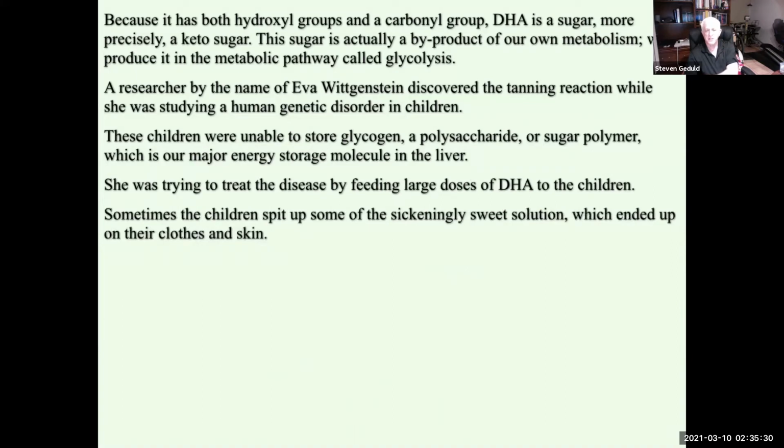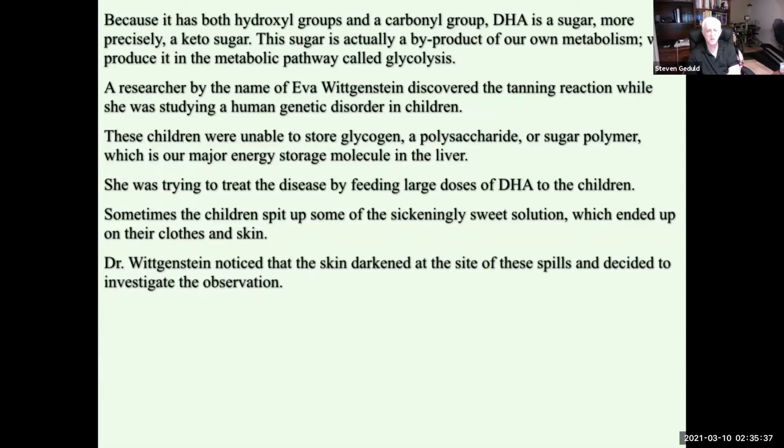Sometimes the children spit up some of the sickeningly sweet solution, which ended up on their clothes and on their skin. And she noticed that the skin darkened at the spots where these spills were, and decided to investigate what was causing it. So the kids would throw it up, it would get on their skin, and their skin would turn spotty and become really dark, like a tan.